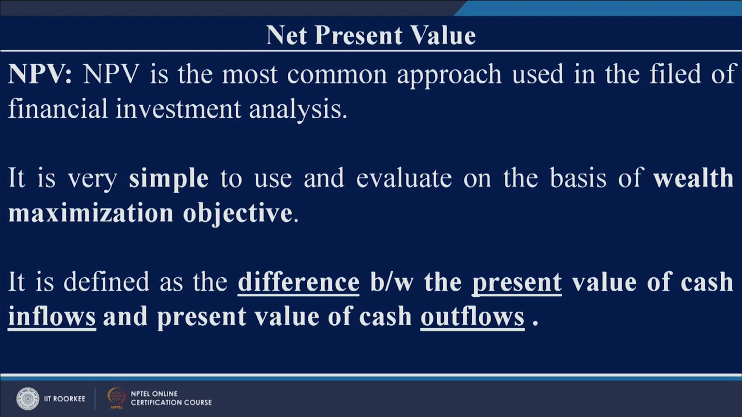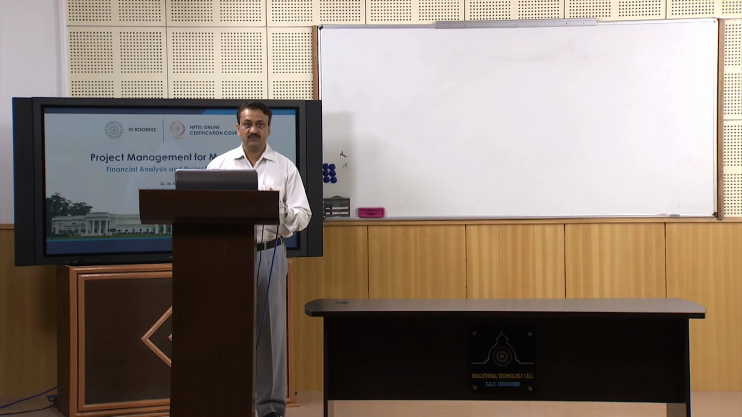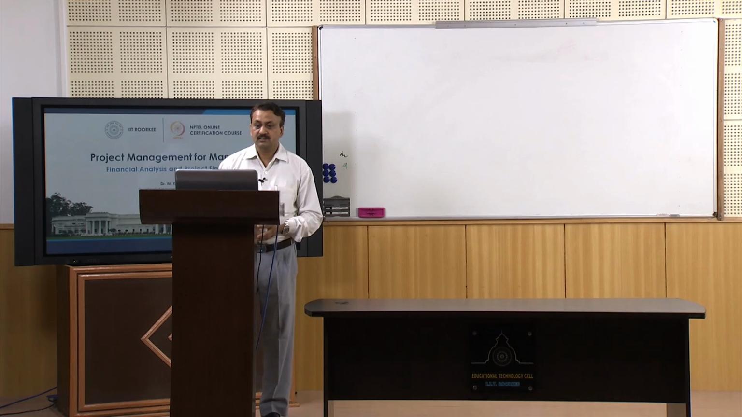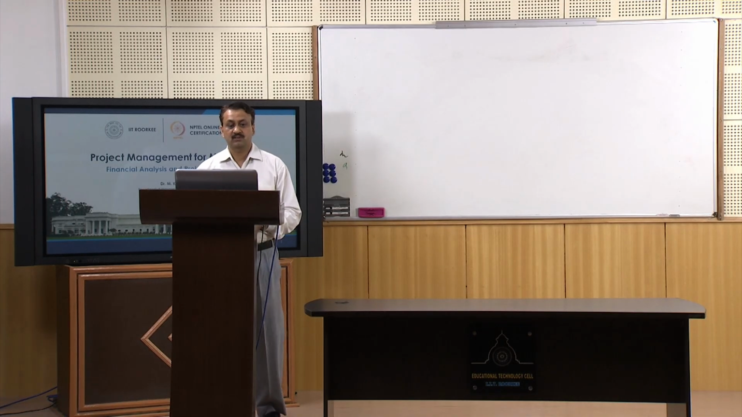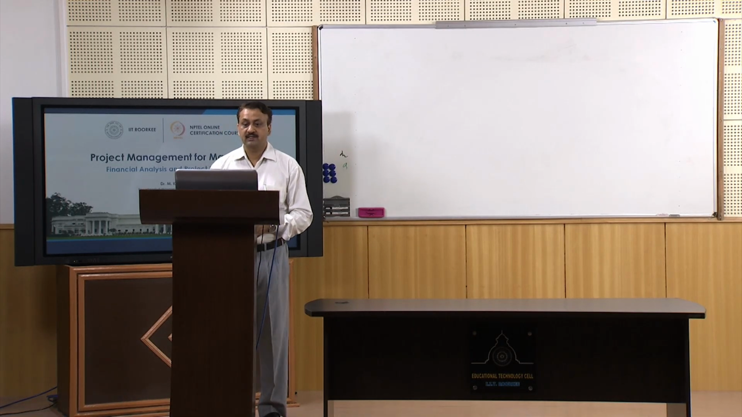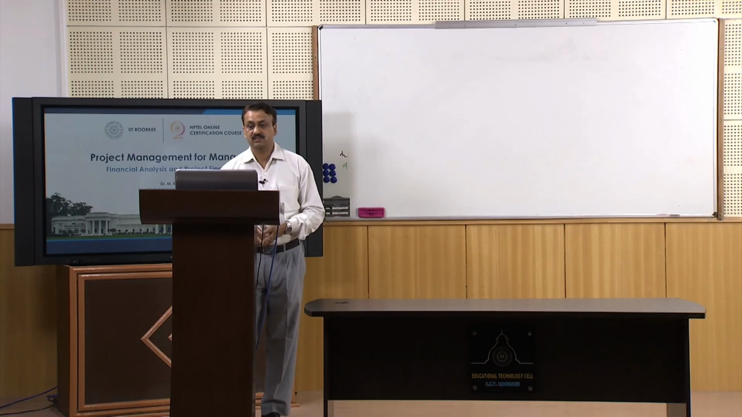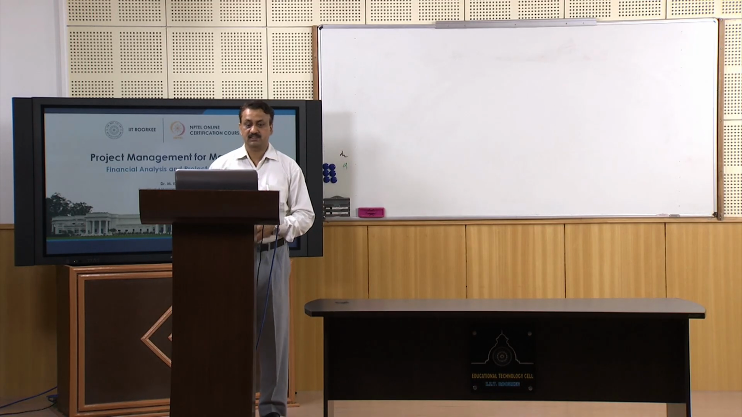NPV is the third discounted capital budgeting technique, right. In NPV, we take the difference between present value of cash inflow and present value of cash outflow, while PI was the ratio of these two. It is the most commonly used approach. It is very simple and the objective is to maximize the wealth of the stakeholders.